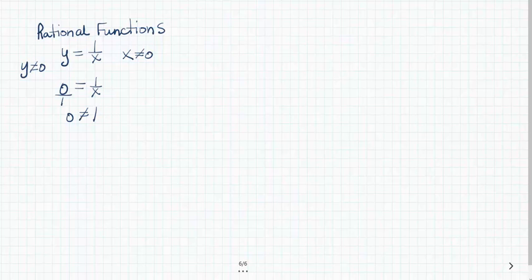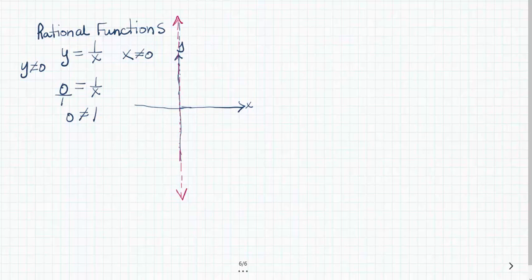Let's draw the graph. Okay, let's see how those two restrictions affect the graph. If x can't be 0, that means there are no points with x coordinates of 0. And so what we do is we draw a dotted line right through x equals 0 to show that there are no points there. That's called an asymptote. So there's an asymptote at x equals 0.